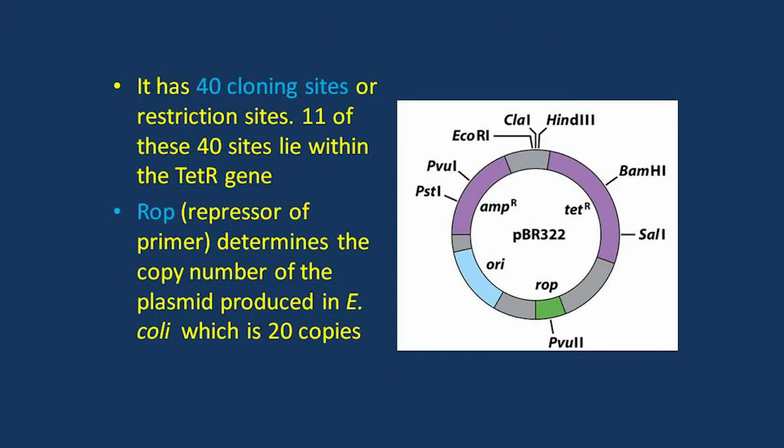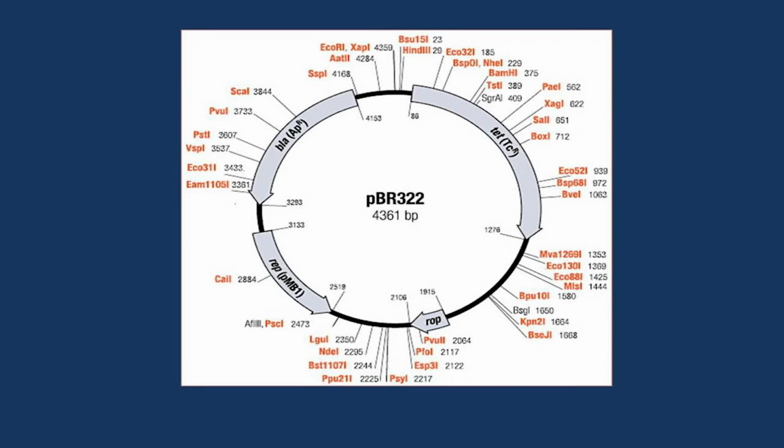pBR322 has 40 cloning sites or restriction sites. These are places where different restriction endonucleases cut the plasmid and we can insert the foreign gene in one of those sites. The other character is the rop, whose full form is repressor of primer. That rop determines how many copies of pBR322 are produced in E. coli. The usual number is 20 copies. If you modify rop, you can increase the number of copies. The actual picture of pBR322 shows all the 40 different cloning sites. These sites are also called restriction sites.